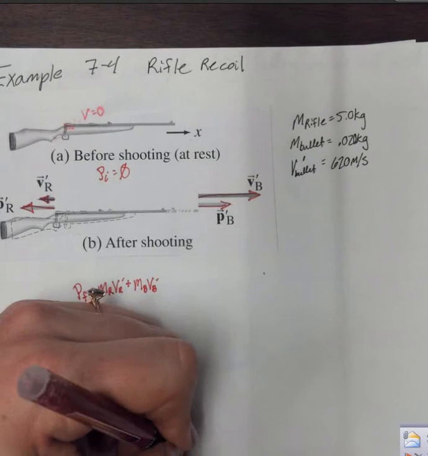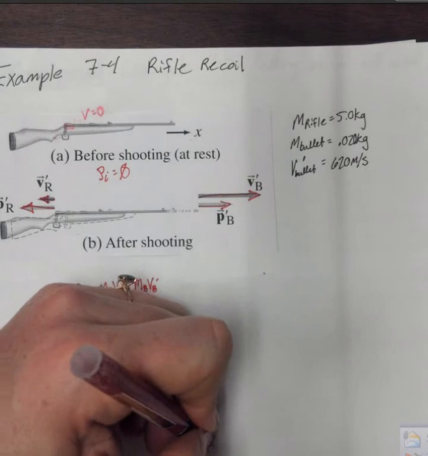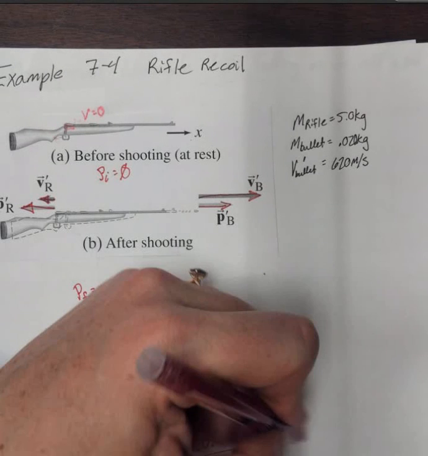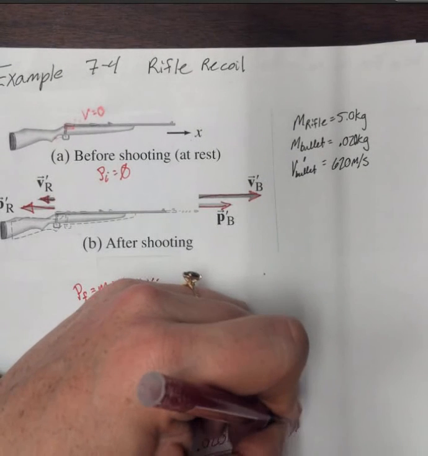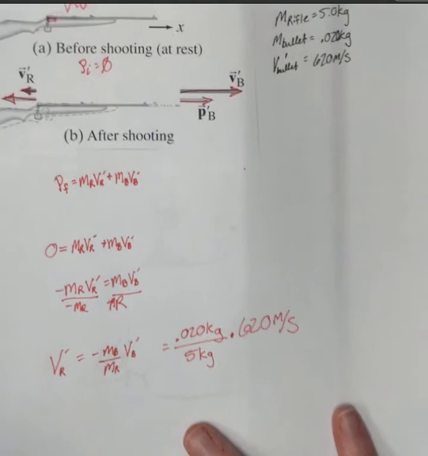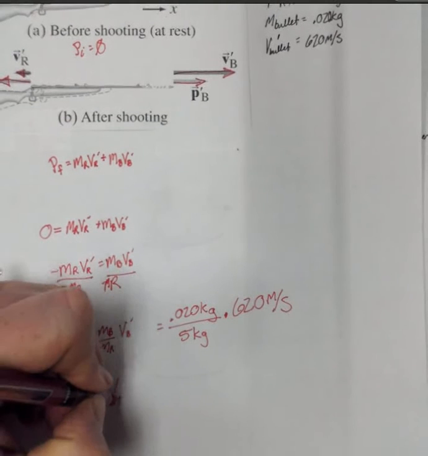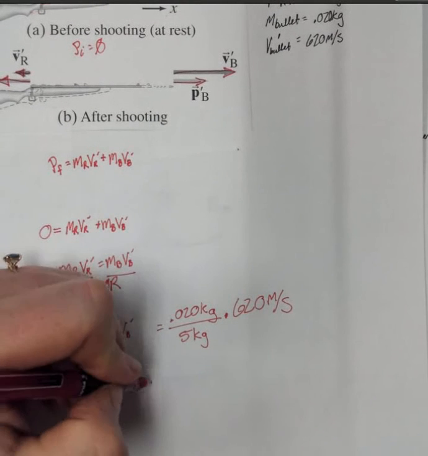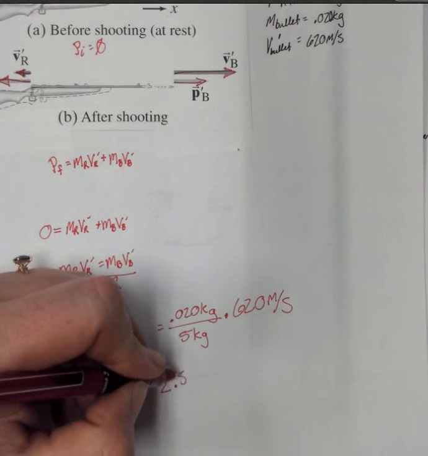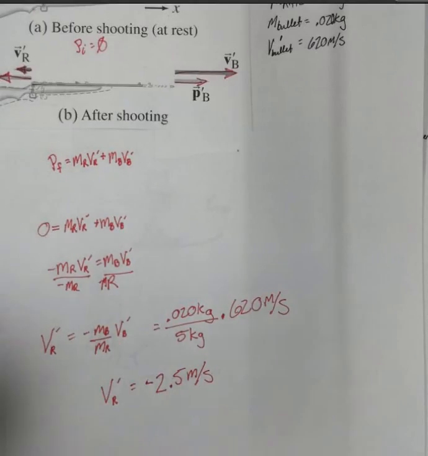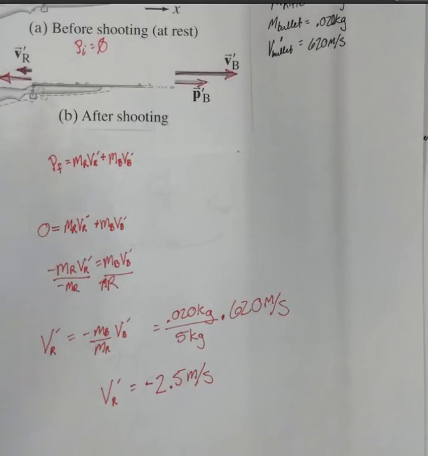So that's going to be the mass of the bullet, 0.020 kilograms, divided by the mass of the gun, 5 kilograms, times the velocity of the bullet, 620 meters per second. Solving that, I end up getting that the recoil velocity of the gun is, in the negative direction, 2.5 meters per second. And that's why you can get a bruise from shooting a rifle too much or not holding it tight against your body when you shoot it to change the impact velocity, because momentum is conserved in an explosion.